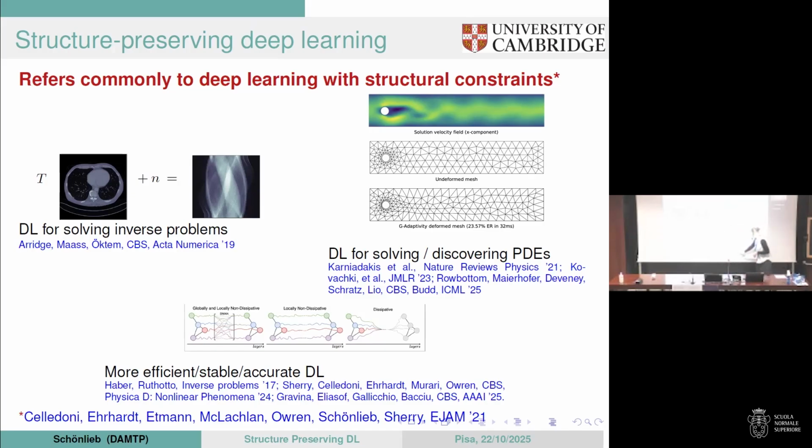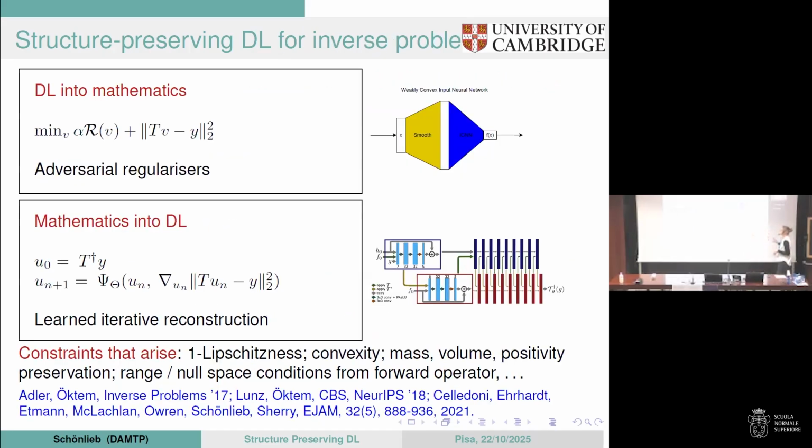Okay, maybe just to say, a couple of years ago, it's now outdated, but the main ideas, I think, are still the same, we wrote a paper with some colleagues from NTNU in Trondheim, which talks a little bit about structure preserving deep learning and its different aspects. Now, I want to zoom into one of these boxes, which is structure preserving deep learning for inverse problems.